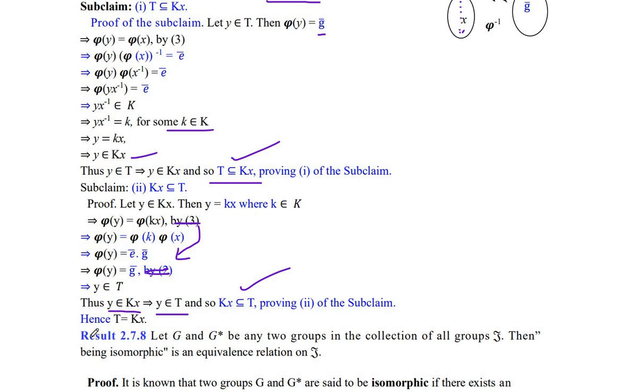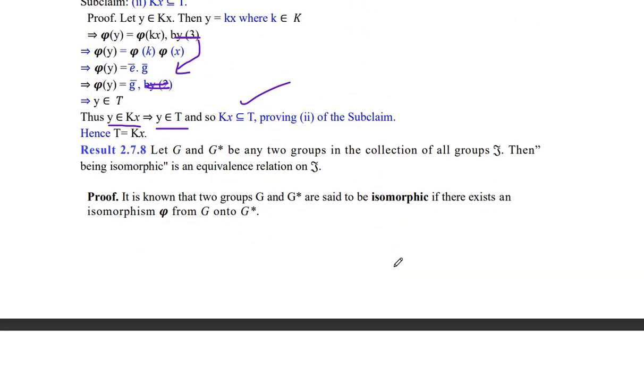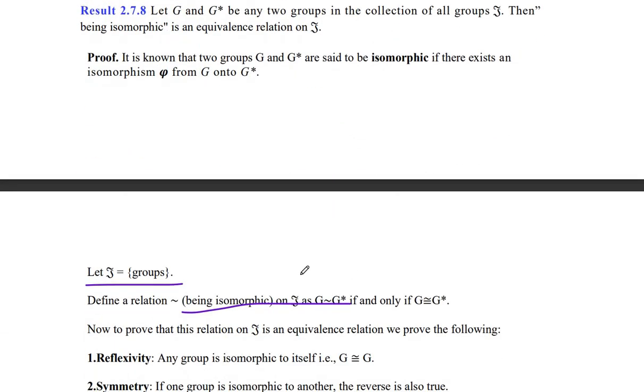So now we have this result which states that if G and G bar are any two groups in the collection of all groups tau, then being isomorphic is an equivalence relation on tau. We consider tau to be the collection of all groups. You may have different groups with different operations. We are not bothered. So we have tau to be the collection of all groups.